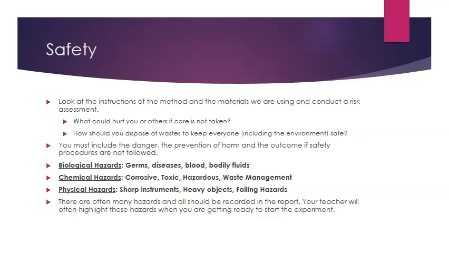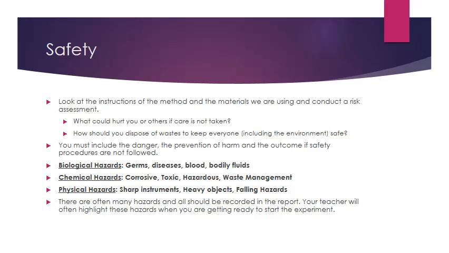You must include the danger, the prevention of harm, and the outcome if safety procedures are not followed. I'll show you how to do that in just a moment, but first, there's 3 types of hazards we commonly come across in the lab: biological hazards, chemical hazards, and physical hazards. Biological things are all those things about biology. They're the things that are living, so germs, diseases, blood, and bodily fluids. Chemical hazards are things that might be chemicals, so they're corrosive or toxic, or like an acid, they might eat through your pants. They might be hazardous and actually cause you to be really, really sick.